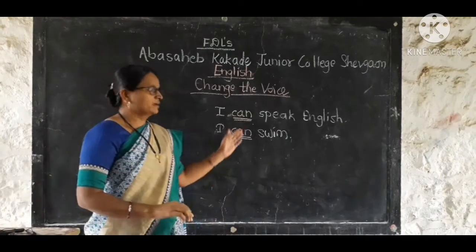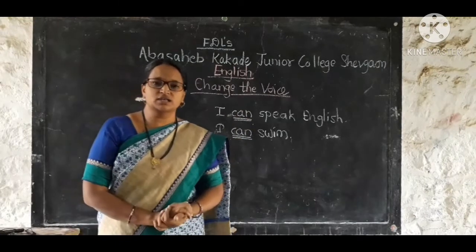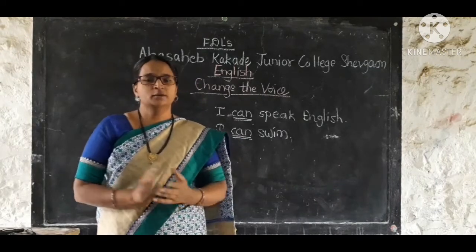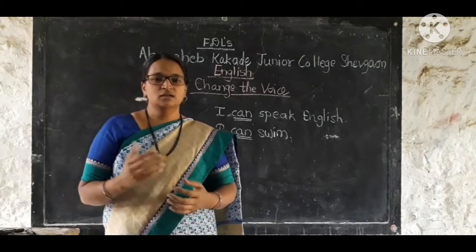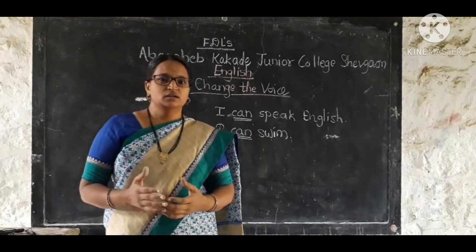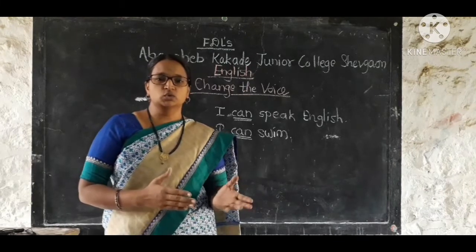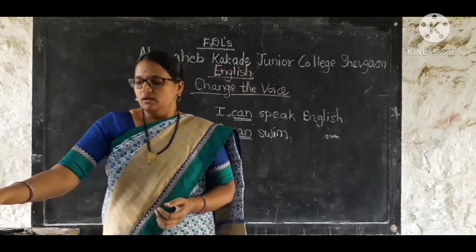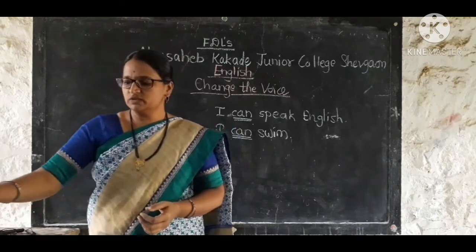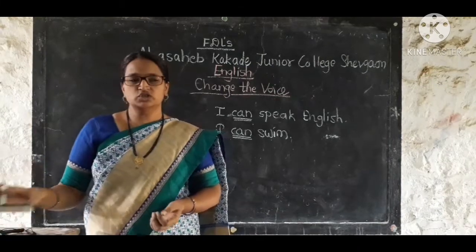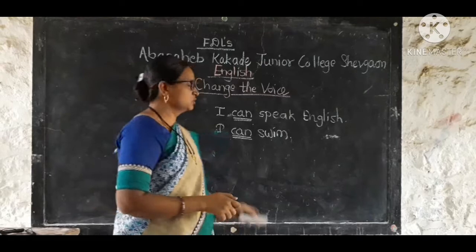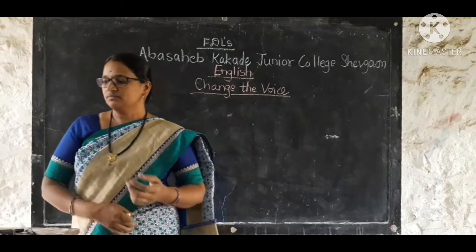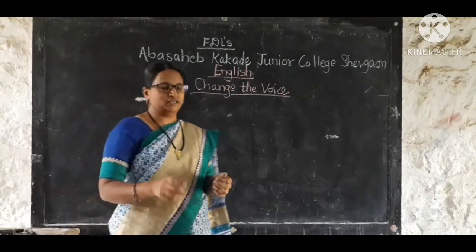And in English we have 13 modal auxiliaries like this. For example, can, could, may, might, must, shall, will, ought to, need, should, used to, would. These are the modal auxiliaries in English. Now today in this video we have to study how to change active into passive from these sentences having modal auxiliary. Now here once again I will write one sentence.